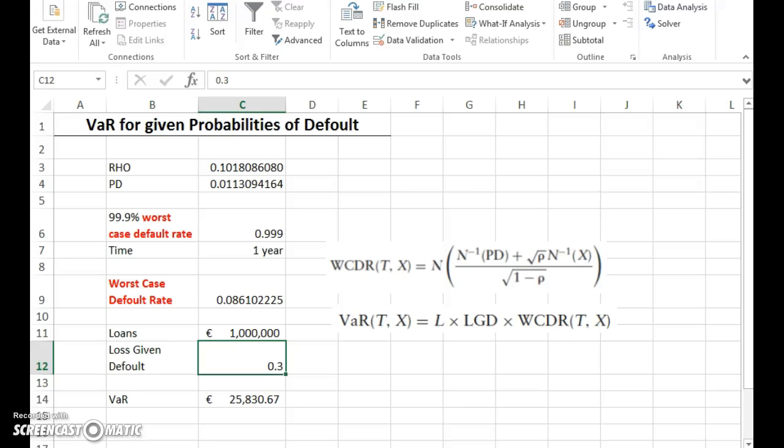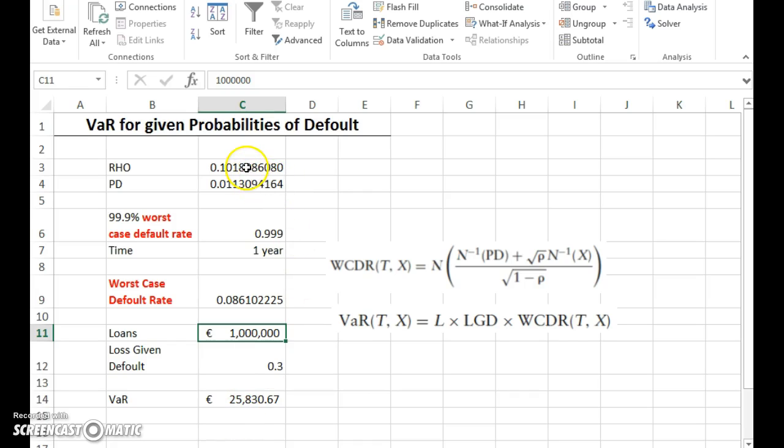Here, we are trying to estimate the value at risk for a bank's loan book while using Gaussian Copula. If we assume the bank has 1 million worth of loans on its balance sheet, and given that the probability of default on these loans is this value here, and the correlation based on previous observations of the loan default is this value here, we can estimate the worst case scenario with a 1 year time horizon at 99.9% level of confidence to estimate this value at risk here.